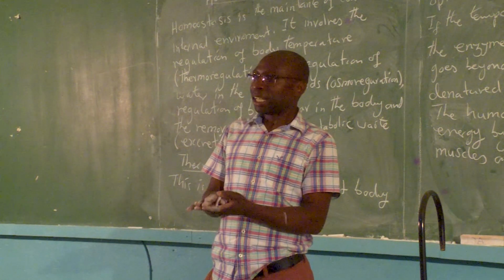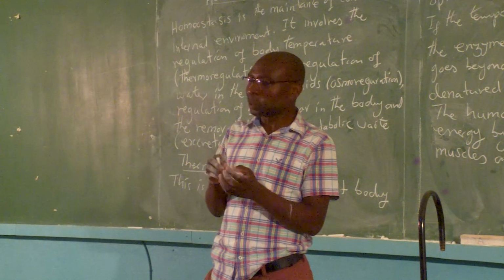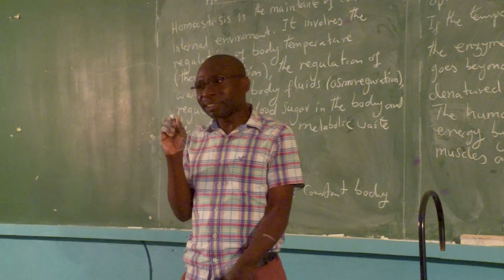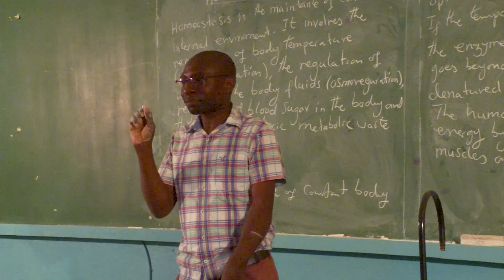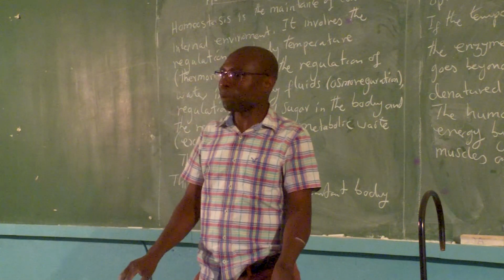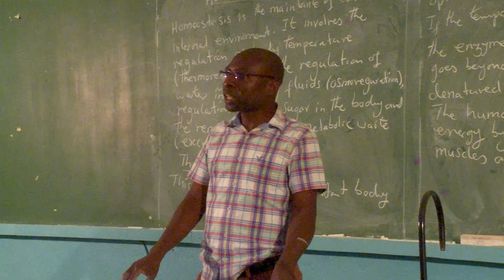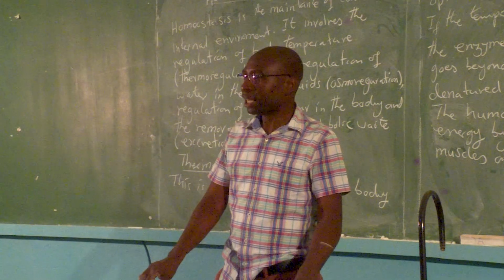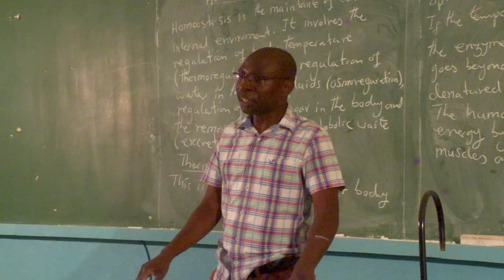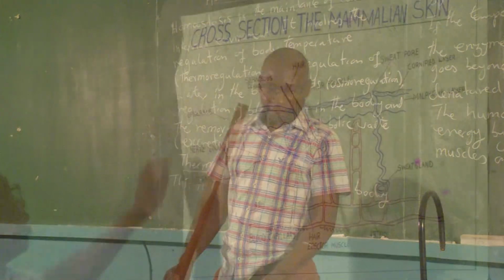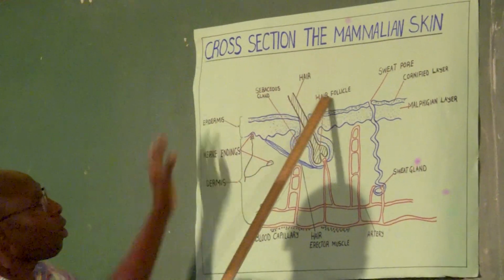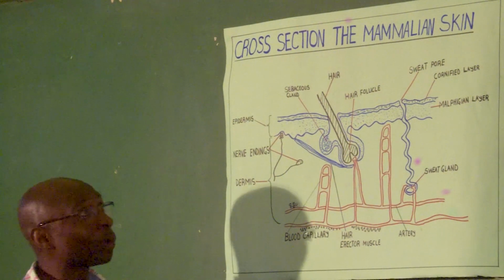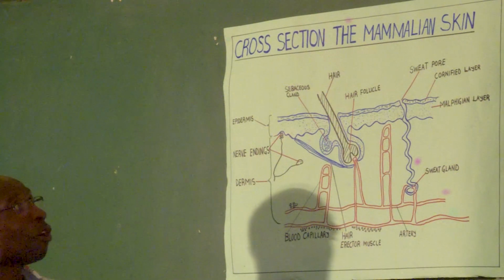So we have the sensors which are going to detect that the body temperature has gone up, and send the information to the hypothalamus, which is going to give the instruction to the skin so that it starts controlling the temperature. This is a cross section of the mammalian skin. We have so many types of skin, but we are looking at the mammalian skin, the skin of a mammal.